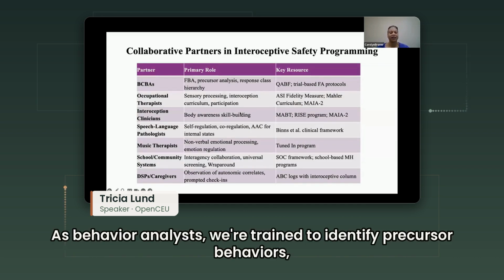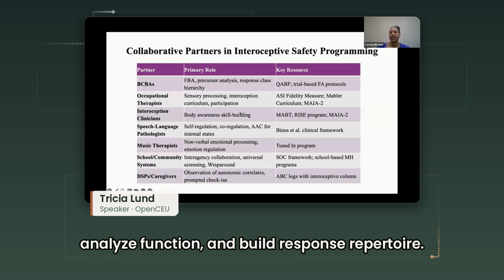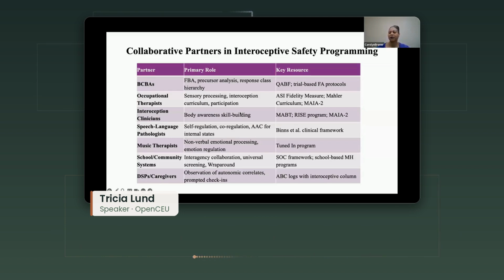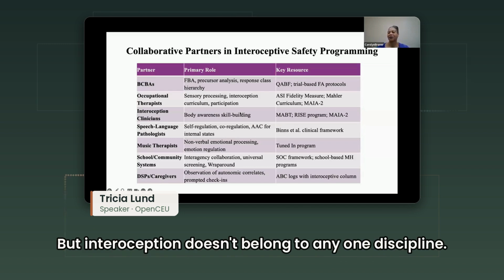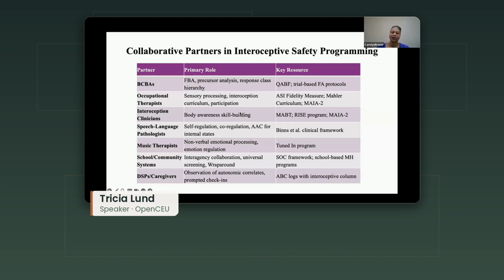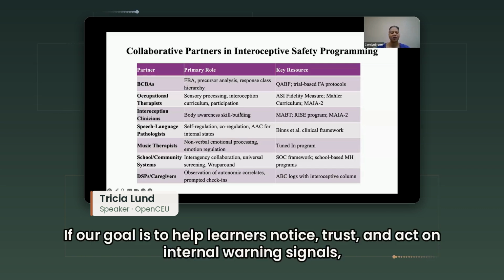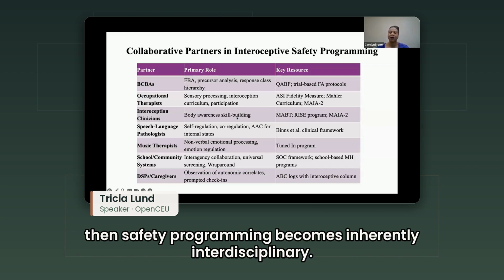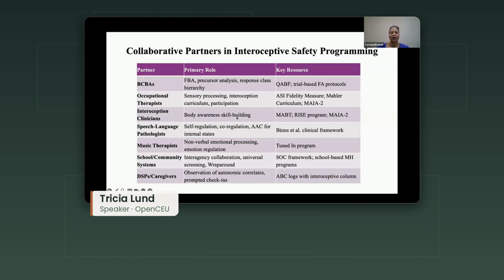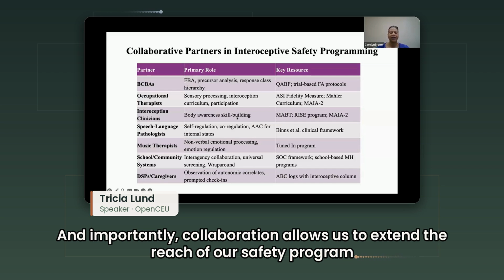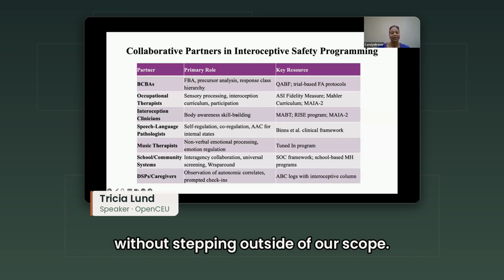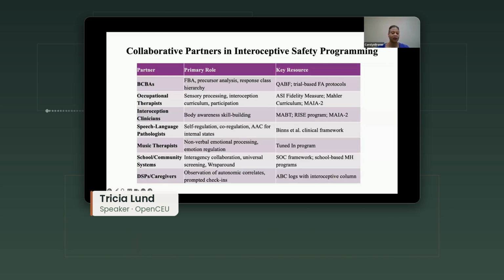As behavior analysts, we're trained to identify precursor behaviors, analyze function, and build response repertoires. But interoception doesn't belong to any one discipline. If our goal is to help learners notice, trust, and act on internal warning signals, then safety programming becomes inherently interdisciplinary. And importantly, collaboration allows us to extend the reach of our safety programming without stepping outside of our scope.